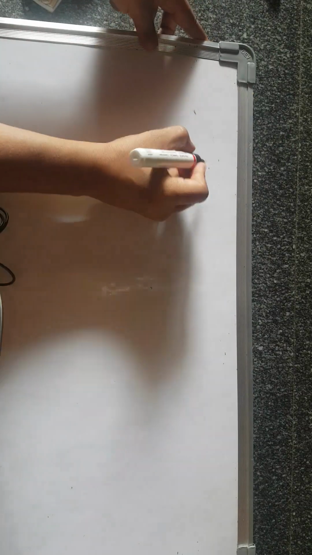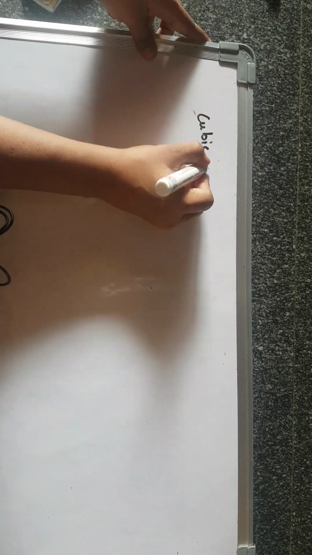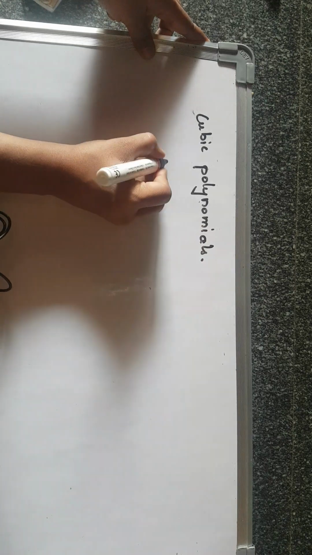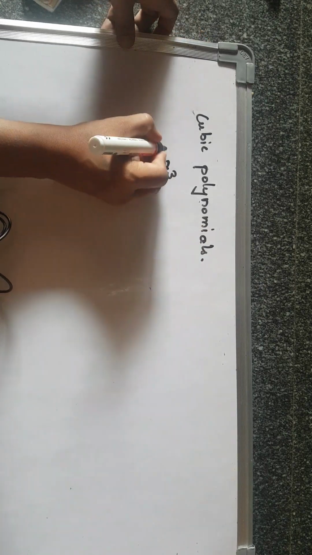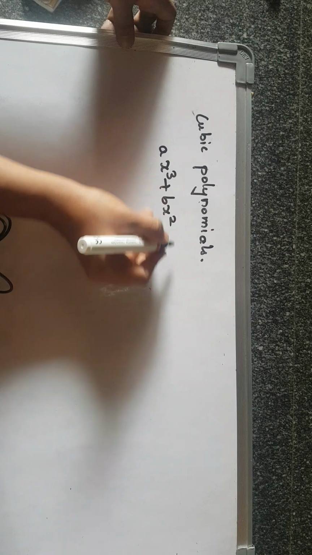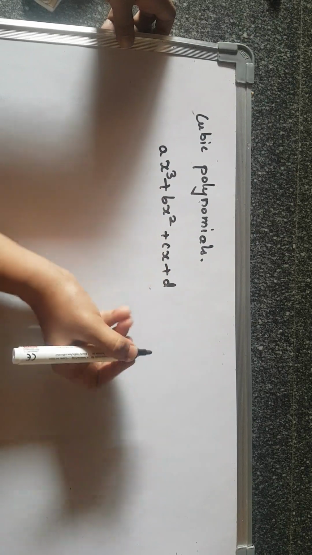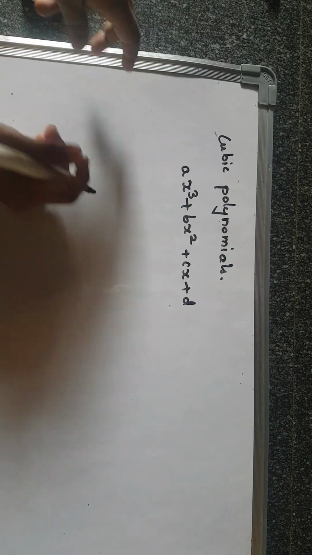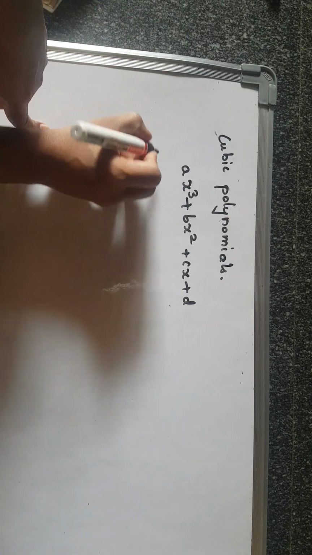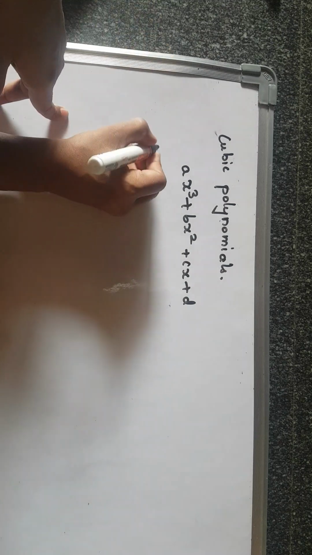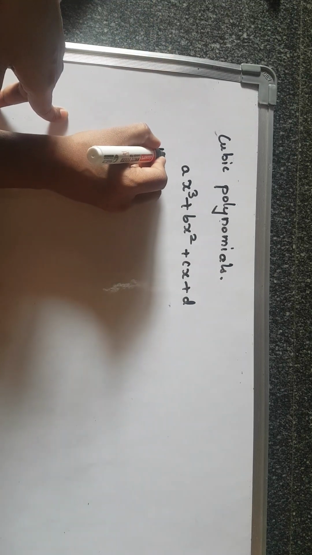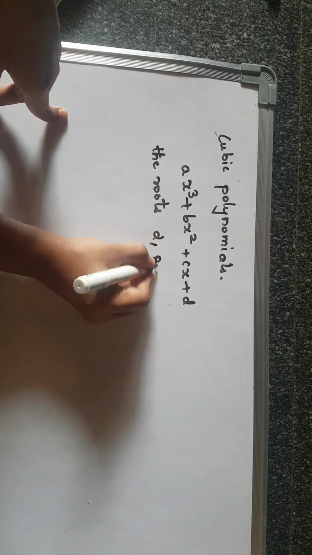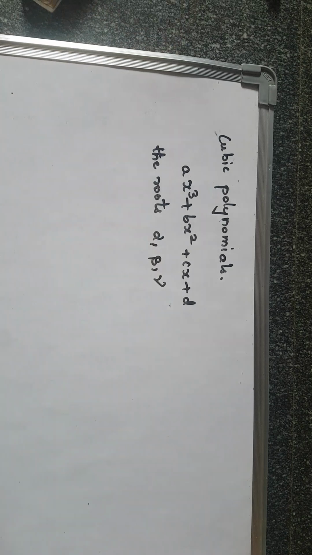When a cubic polynomial is given, how can we find the roots? Okay, x cube plus bx square plus cx plus d. When a cubic polynomial is there, we will have 3 roots. The roots are alpha, beta and gamma. We will have 3 roots.